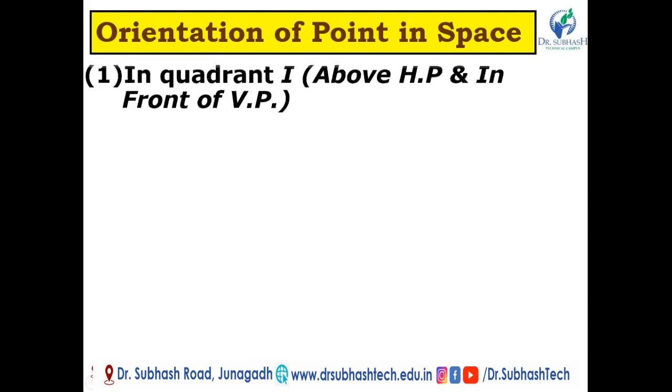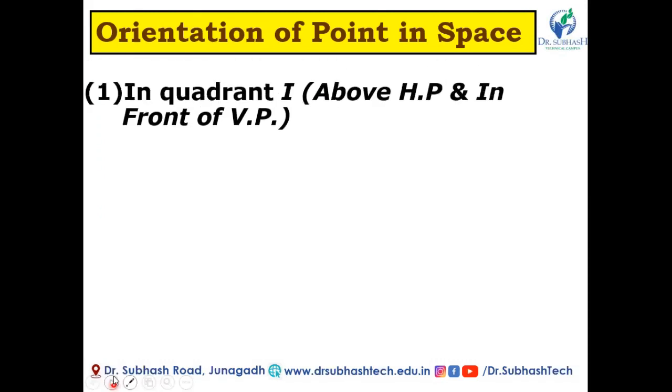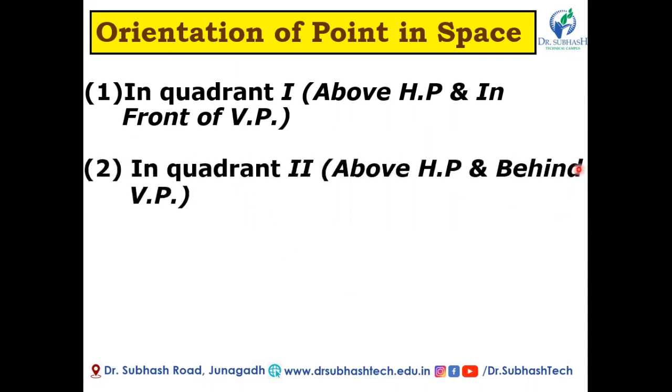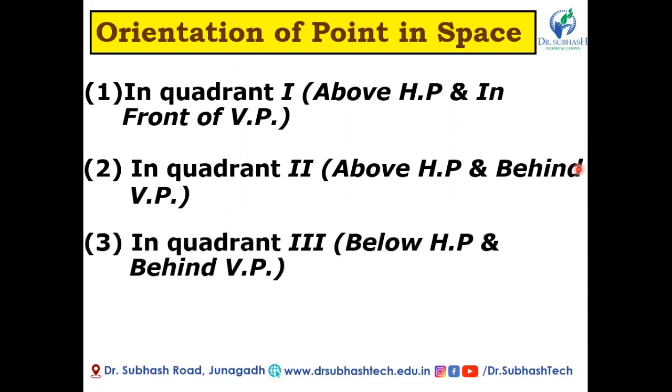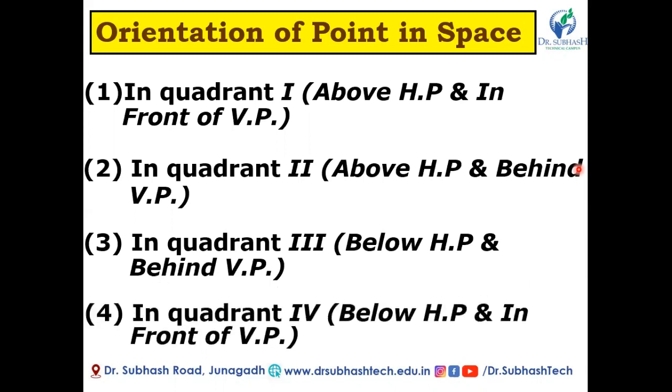For that, let us learn about the different orientations of a point in space. First, in quadrant 1, above HP and in front of VP. Then the second position of the point, in quadrant 2, above HP and behind VP. In quadrant 3, below HP and behind VP. In quadrant 4, below HP and in front of VP.